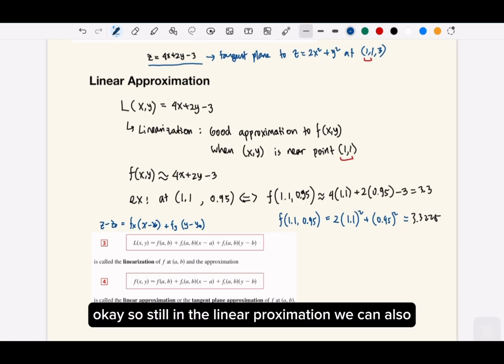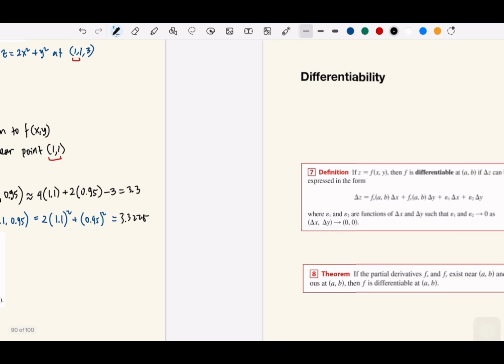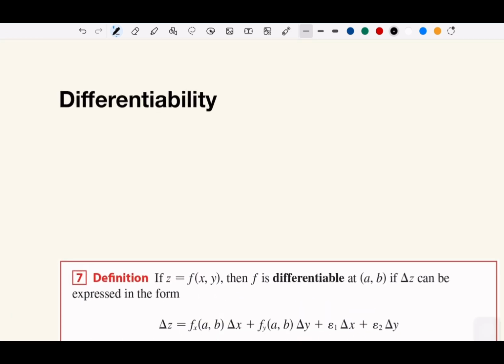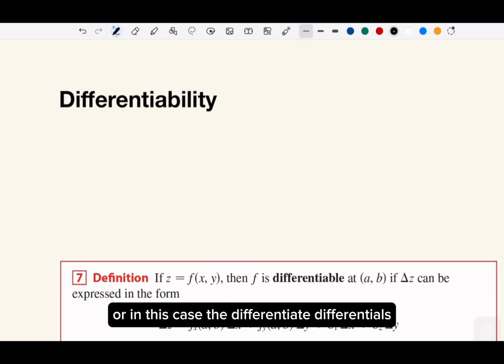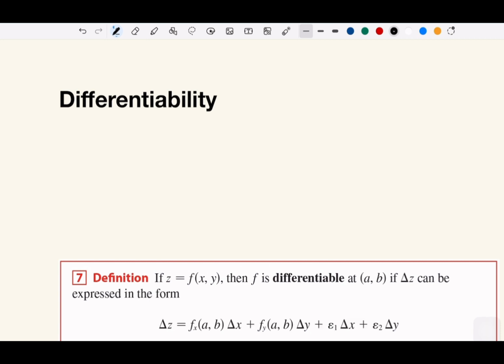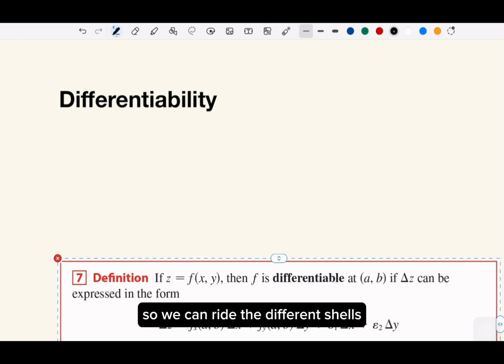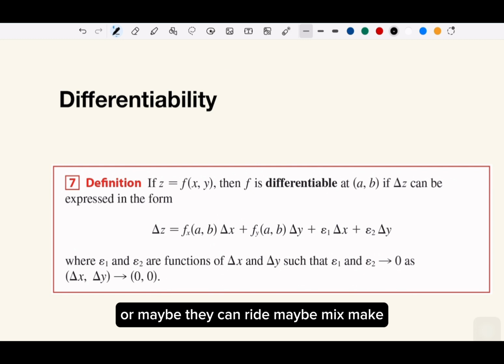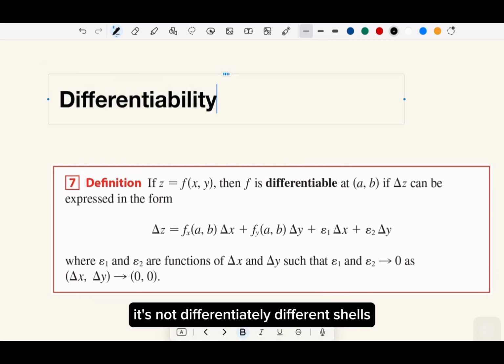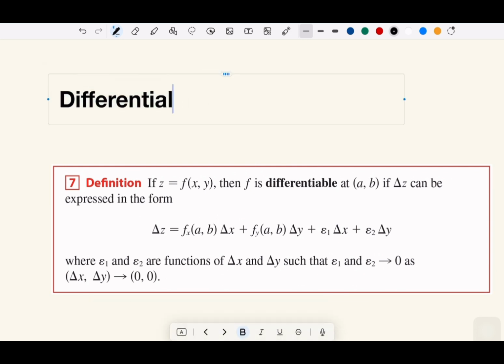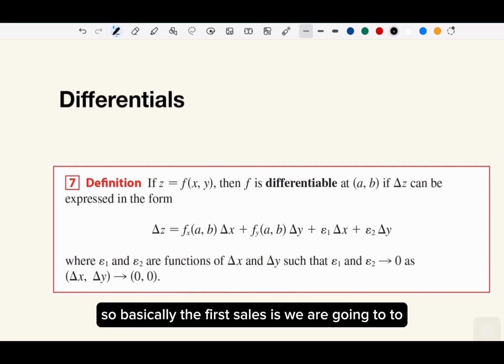Still in the linear approximation, we can also get into the differentials. Let me write. It's not differentiability, it's differentials. So basically, with differentials, we are going to write the difference in z as a delta.